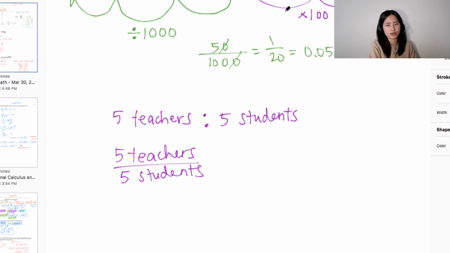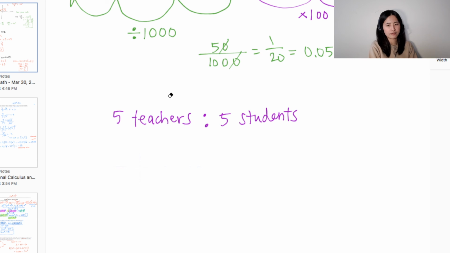So you have 5 teachers and you have 5 students, right? So that means for every 5 teachers, you need exactly 5 students, right? So in that case, when you have 5 and 5, you can actually reduce this into 1, because 5 divided by 5 is 1. Remember what I said, ratios are fractions, so you can simplify this. 5 divided by 5 would give you 1, and 5 divided by 5 would give you 1.